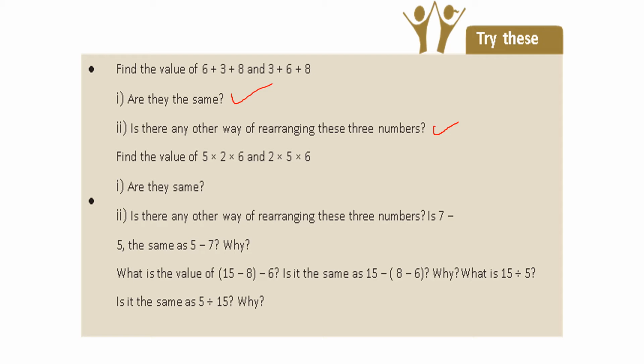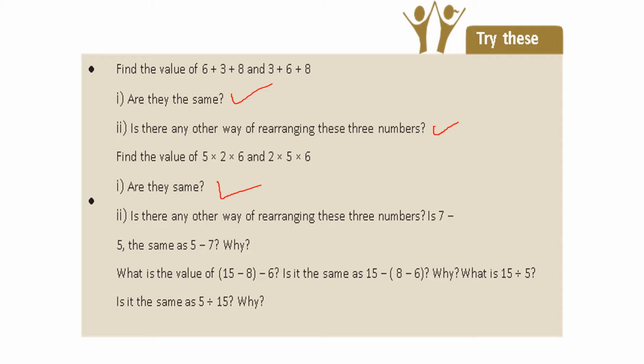Find the value of 5 into 2 into 6. 5 into 2 is 10, 10 into 6 is 60. In the same way, 2 into 5 is 10, 10 into 6 is 60. Are they same? Yes. Is there any other way of rearranging these three numbers? Yes, we can write 5 into 6 into 2 or 6 into 5 into 2. However you change the order of the numbers, the product will be the same.